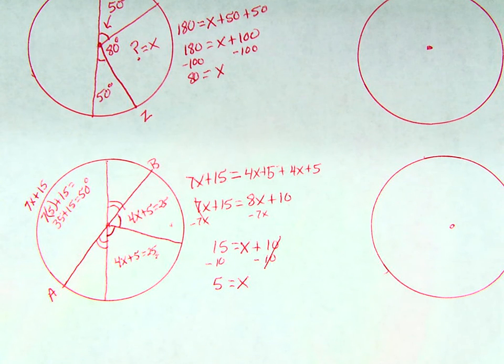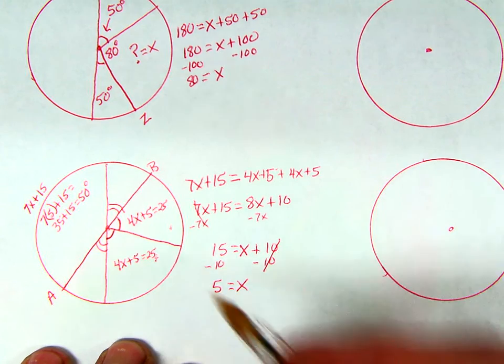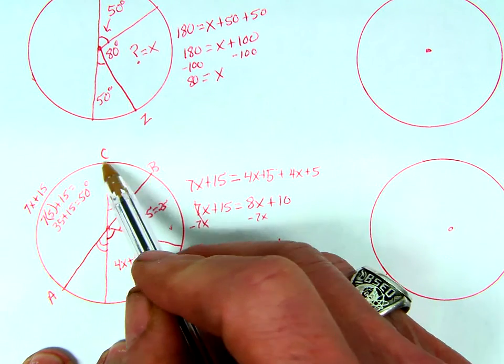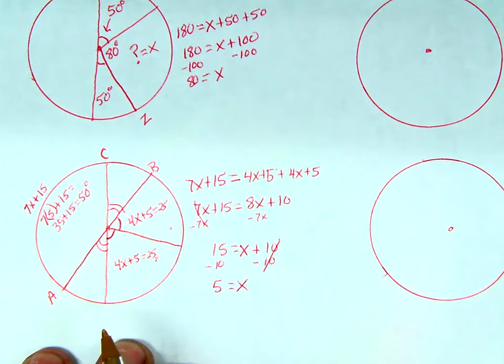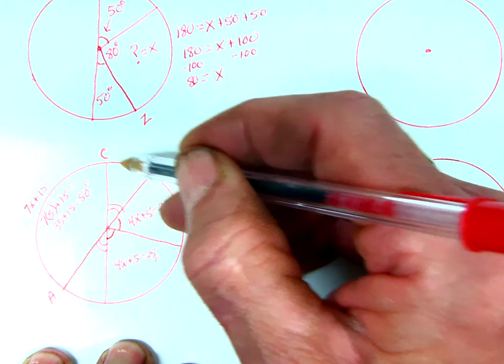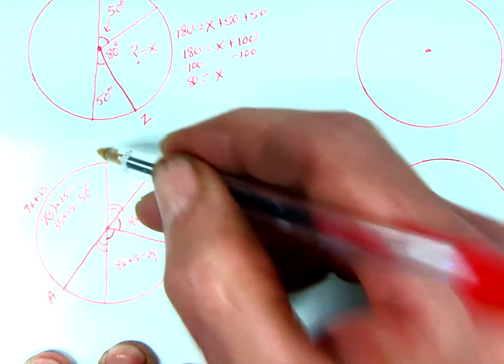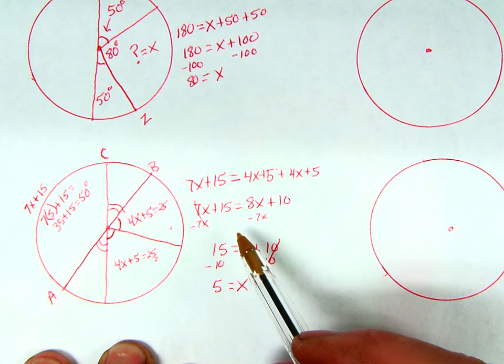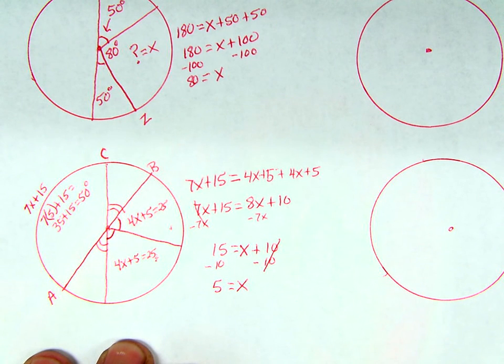Okay, try it. Pay attention to what the problem is asking you for. Major arcs, minor arcs. If this were C right here, this would be minor arc CB. This would be major arc BC, using the same letters and going clockwise. I really don't think there's anything else that I need to go over with you.